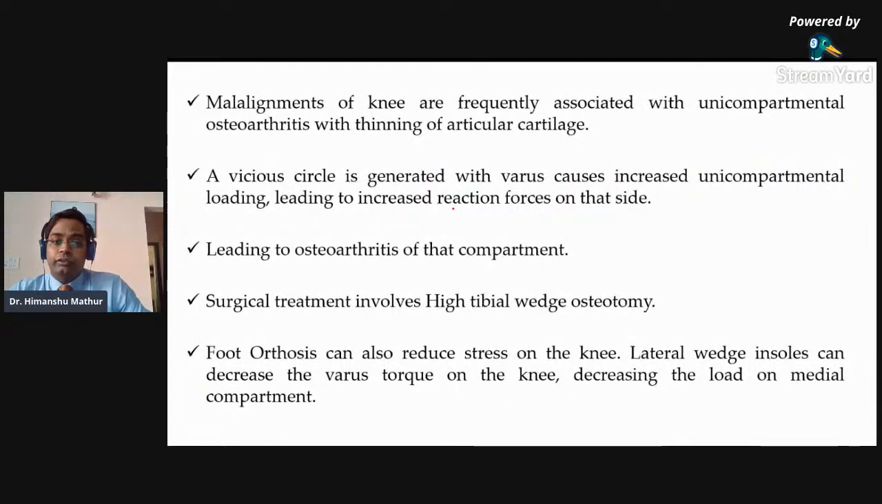The malalignments of the knee are frequently associated with unicompartmental osteoarthritis. I told you the mechanism of unicompartmental osteoarthritis. One area will have more compressive loading, so it will have more degeneration, and the extent of osteoarthritis will be greater in that particular compartment, especially the lateral one. Now, sorry.